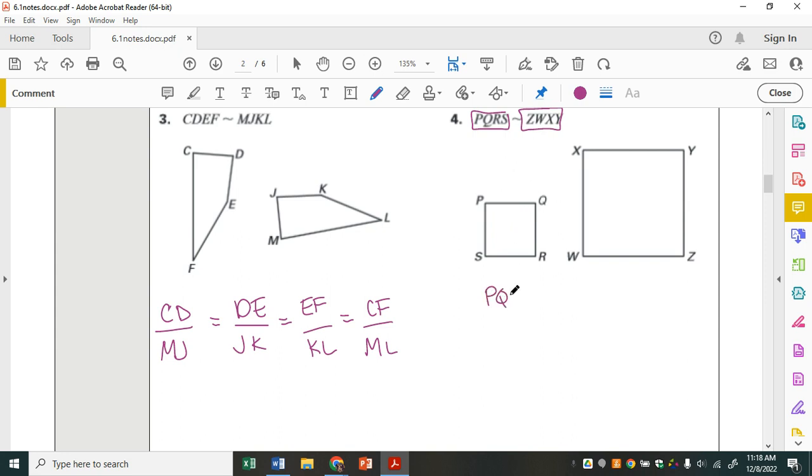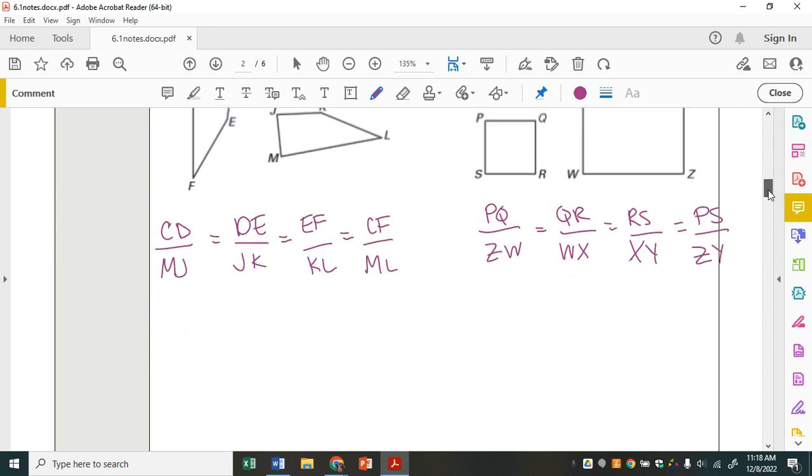On number 4, again, going off of just the similarity statement alone, PQ would then have to correspond to ZW. Okay, QR would correspond to WX. RS would correspond to XY. And PS would correspond to ZY. So those are similarity statements on 3 and 4.